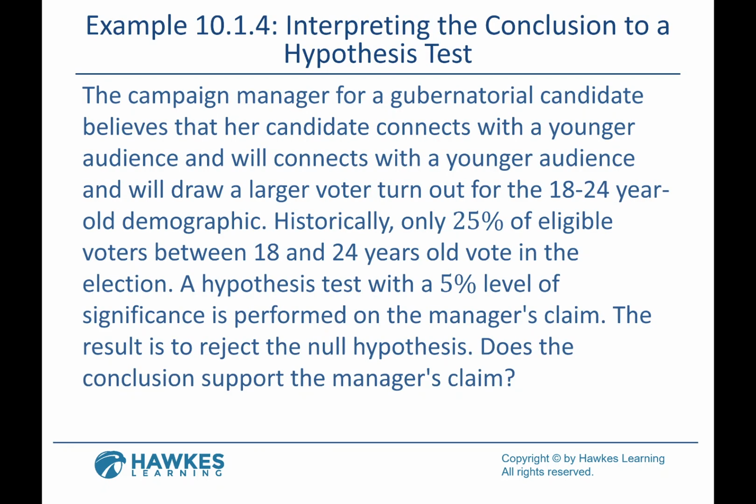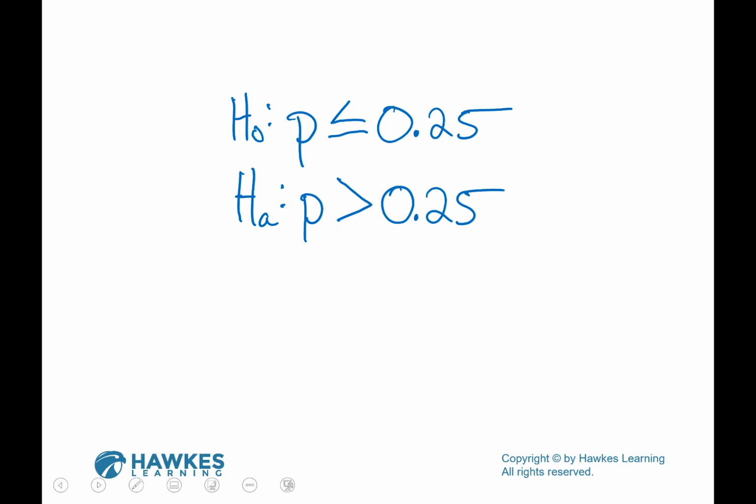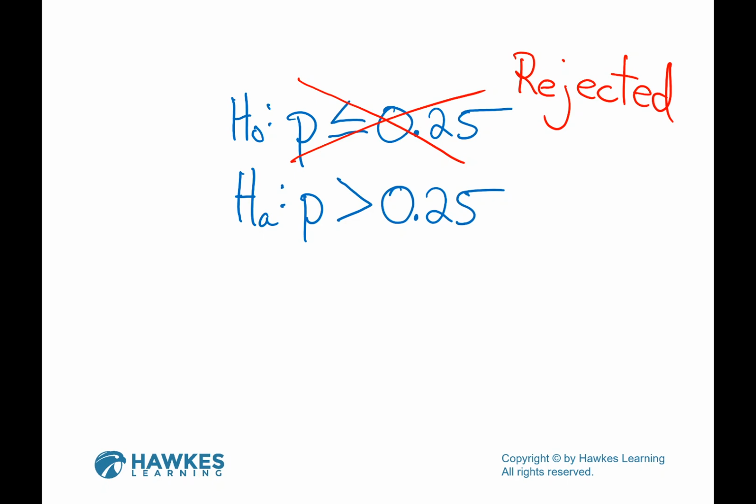Now we're told what the conclusion is. The conclusion to the hypothesis test, based on the data that we can't see, was that the null hypothesis was rejected. Wrong way, sorry. So the conclusion was that the null hypothesis was rejected. The alternative hypothesis was the campaign manager's claim. So does our conclusion support the campaign manager's claim?